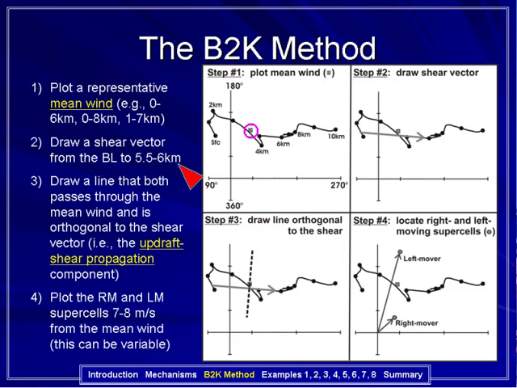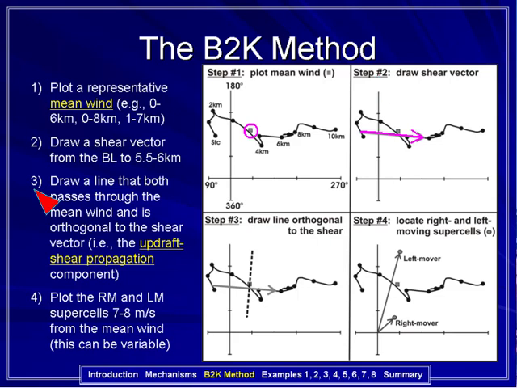The second step is to go ahead and draw the shear vector. In this case, it's from the boundary layer up to 6 kilometers, and this is based on the results of our study. That's why we're choosing boundary layer up to 5.5 to 6 kilometers. So I've gone ahead and I've drawn in the shear vector in the step 2 right here.